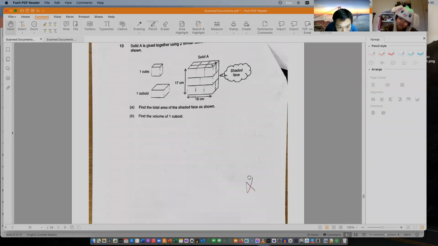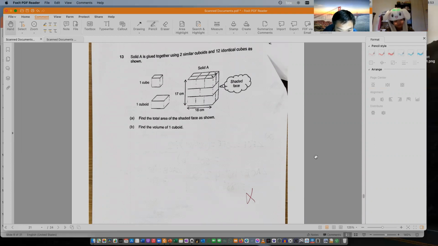This question. Where is the shaded? So never mind. So no shaded, cannot do. But anyway, you cannot show. If you cannot do the shaded one, can you do the volume one? I think you can, right?